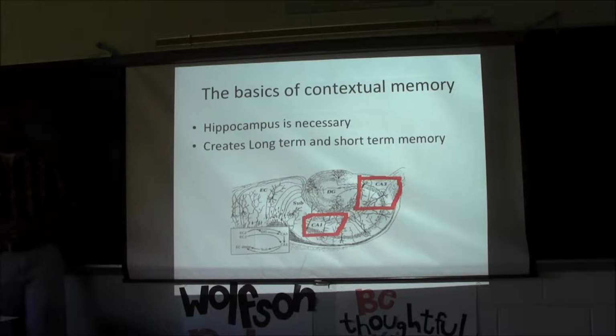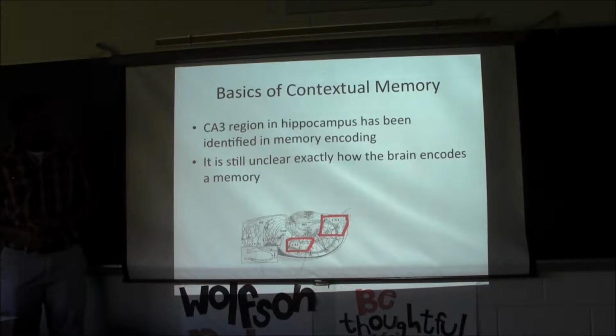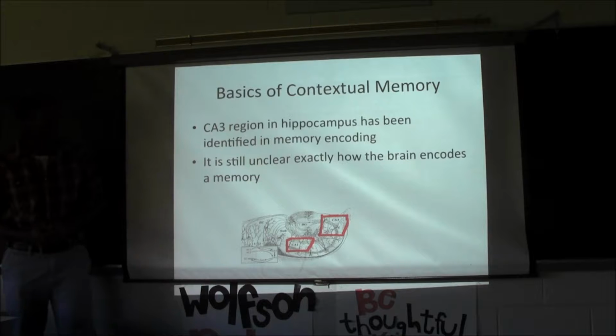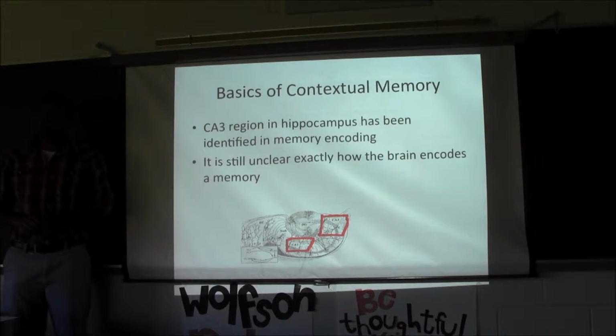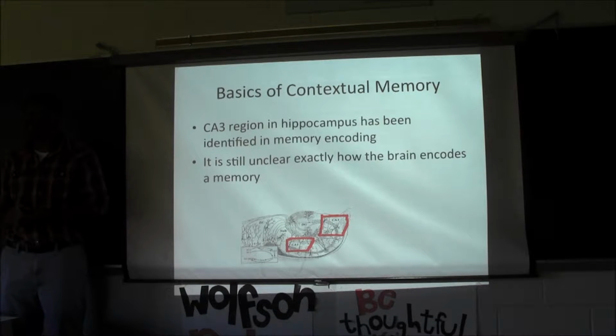The next thing, the basics of contextual memory. They don't really know much about how it works or how it's encoded. All they know is that it uses the hippocampus, which is just a section of the brain. And more specifically, it uses the CA3 region of the hippocampus. And again, that's all I really know. It's pretty unknown what's going on there. CA1 is circled, you can see, but I'll come back to that later. So all you need to know is that CA3 is where contextual memory is encoded.